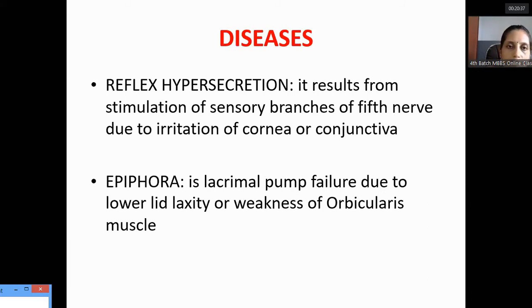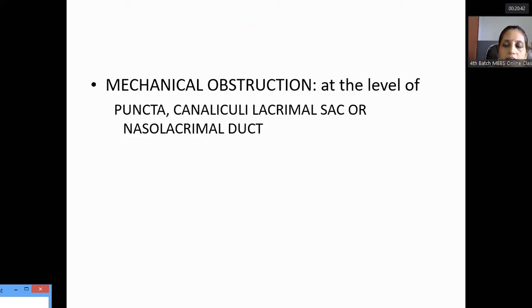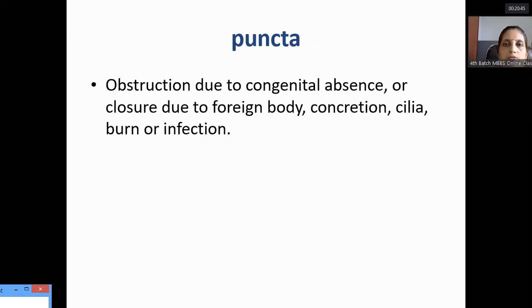So it's hypersecretion, reflex hypersecretion. It can be epiphora or it can be mechanical obstruction. So at the level of the punctum, what can be the obstructive mechanism? Obstruction due to congenital absence or closure of the punctum, due to a foreign body, due to concretions, due to cilia, burn or infection. So what are concretions? If you have completed the conjunctiva, then you can know what concretions are. They are usually formed inside our eye due to exfoliation of epithelial material and following a burn. So the punctum can be blocked.